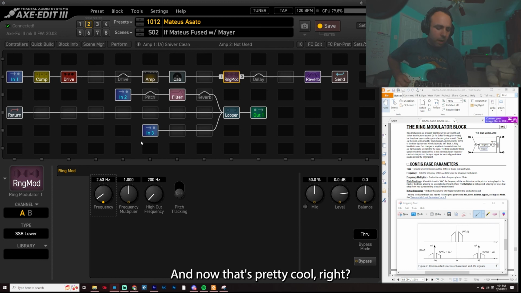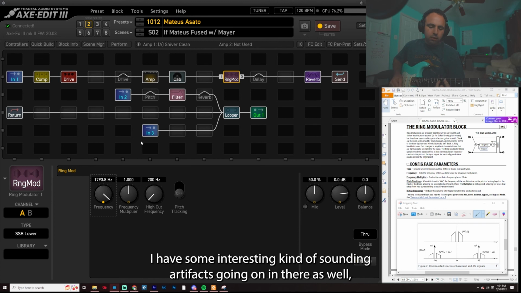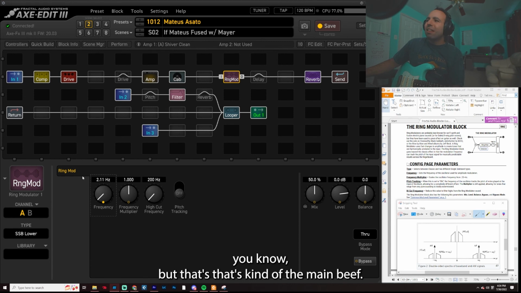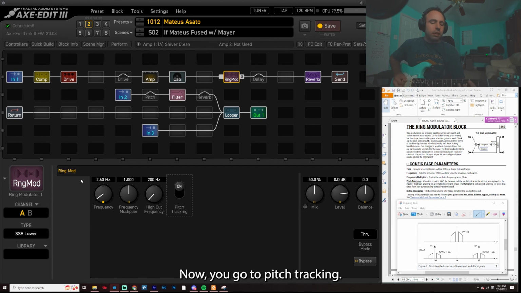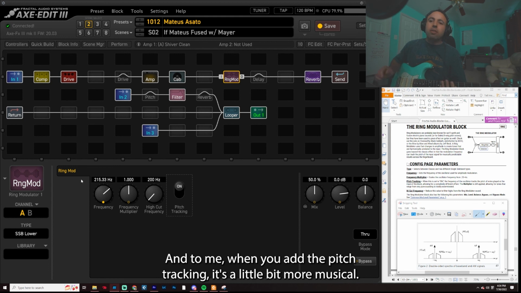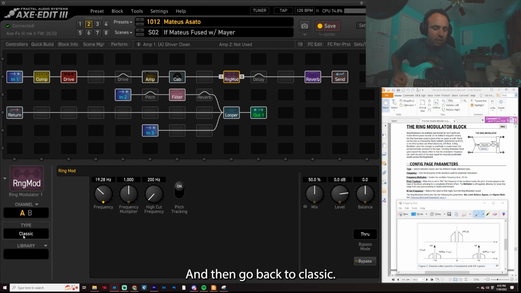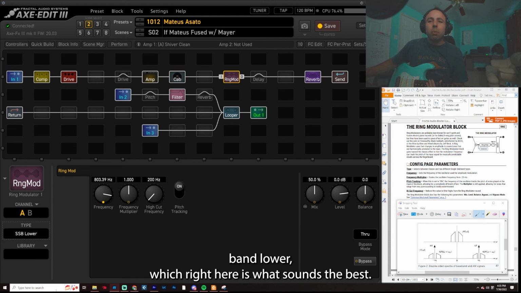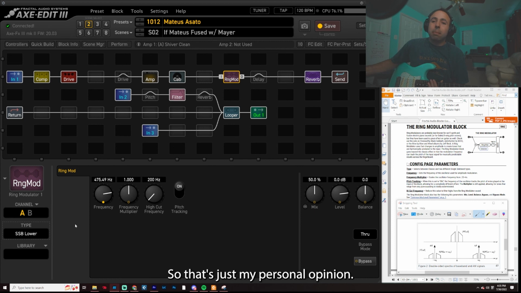And now that's pretty cool, right? Have some interesting kind of sounding artifacts going on in there as well. But that's kind of the main beef. That's what's going on here. Now you go to pitch tracking. And to me, when you add the pitch tracking, it's a little bit more musical. And then go back to classic. I just think the single sideband lower, which is right here, is what sounds the best. So that's just my personal opinion.